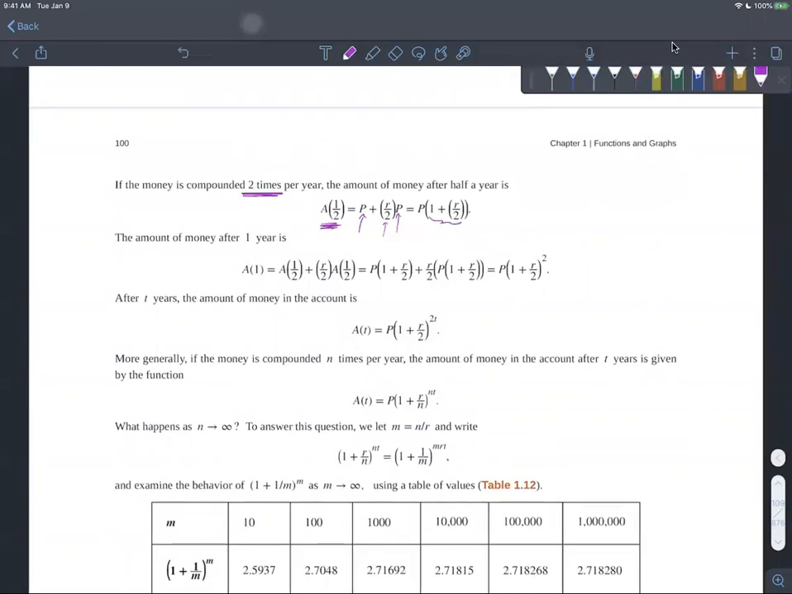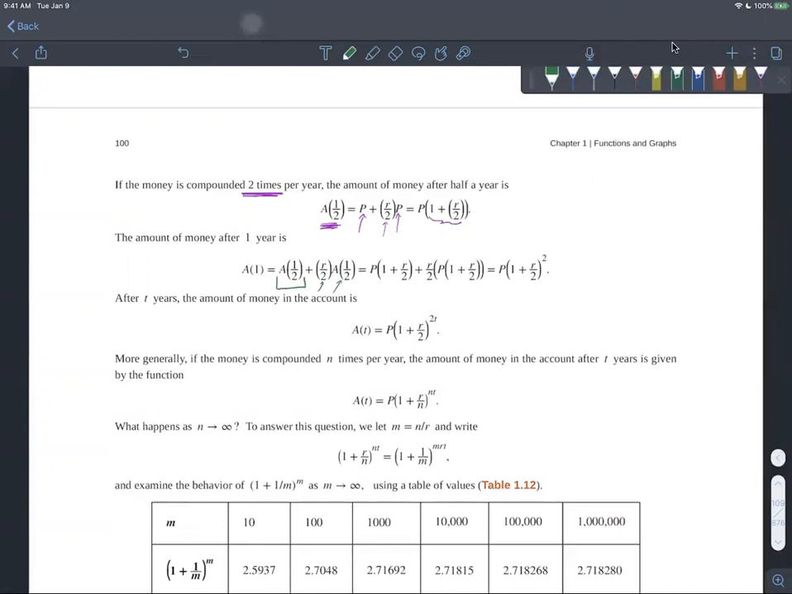Now, how much money is in there after 1 year? Well, after 1 year, there's going to be another half year. So we're going to have the amount that was in there after half of a year, which we just found an expression for in the previous line, plus then we're going to apply the half of the interest rate again. And that is going to be applied to the amount that we had after the first half year.